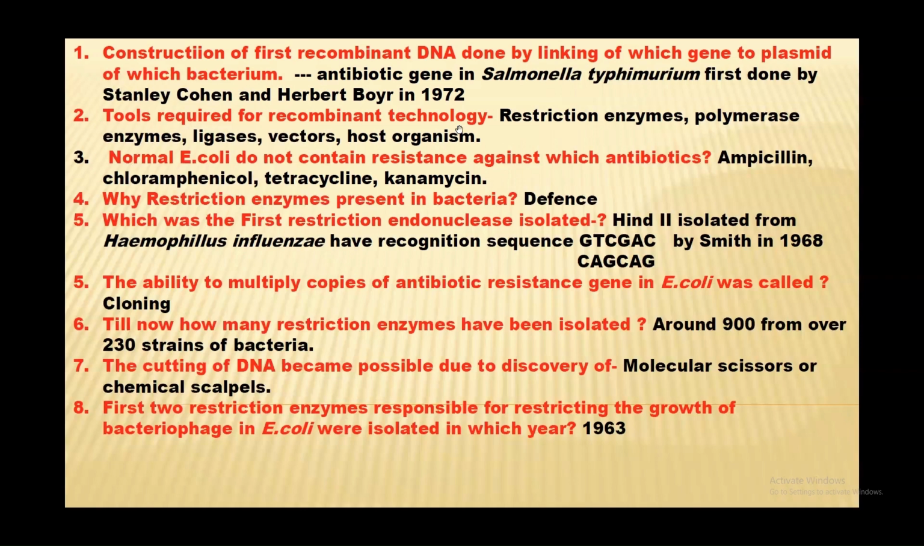The second question, tools required for recombinant DNA technology. What are the tools which are used in the field of recombinant DNA technology? Restriction enzymes. You all know restriction enzymes are broadly classified into two types, endonuclease and exonuclease. And polymerase enzyme, ligases. Ligases are otherwise called splicing enzymes. They are used to join donor DNA and vector DNA. And vectors, different types of microorganisms are used as gene carriers. Gene carriers are otherwise called vectors, and the host organism. So these are the tools required for recombinant DNA technology.